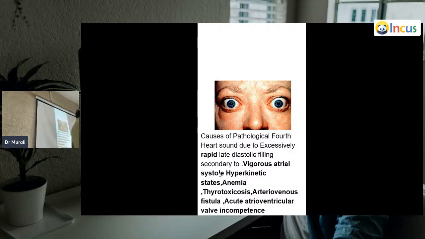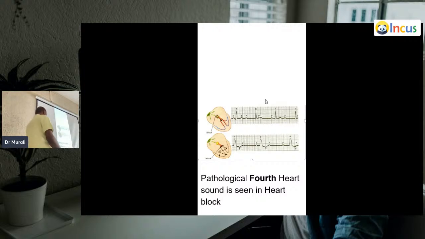Once more. A pathological fourth heart sound can also be heard whenever there is any excessive late diastolic filling. So that can happen with anemia, thyrotoxicosis, or vigorous atrial systole. Anything can lead to development of pathological fourth heart sound. Similarly, any heart block.